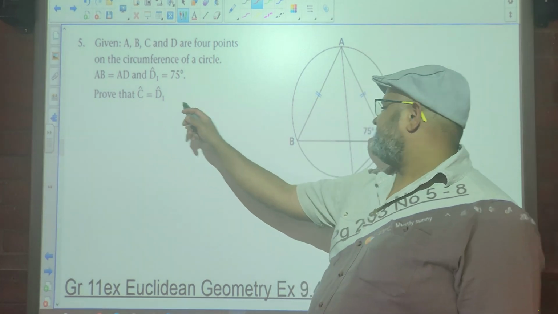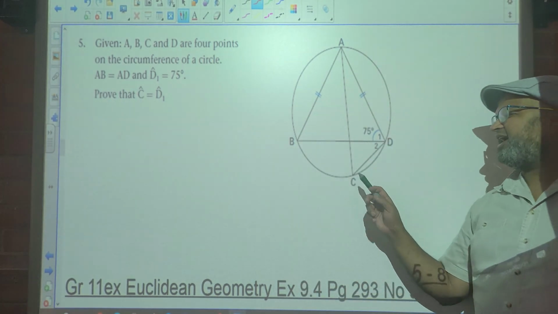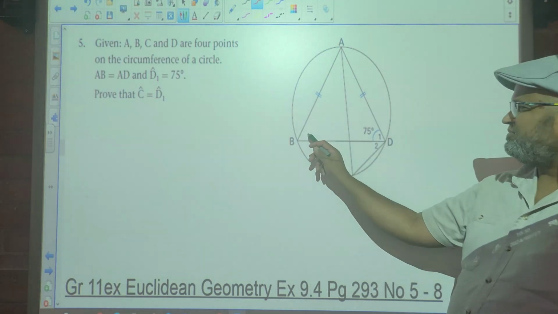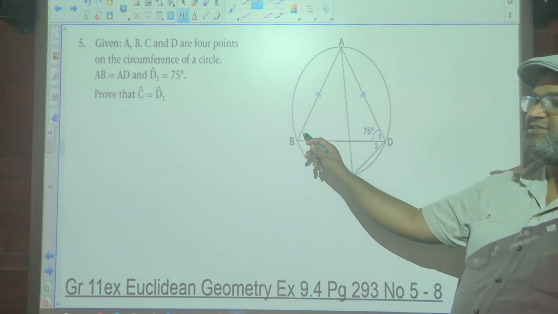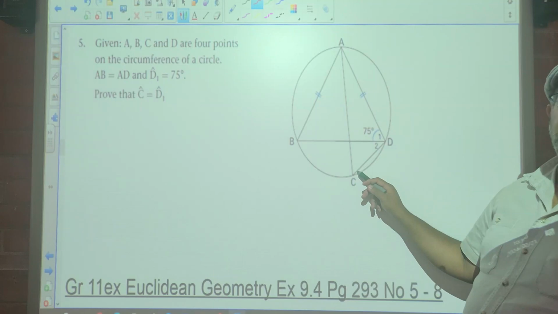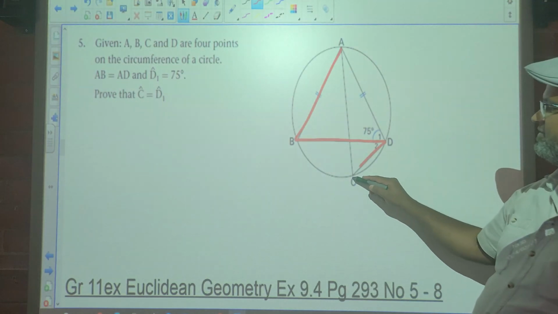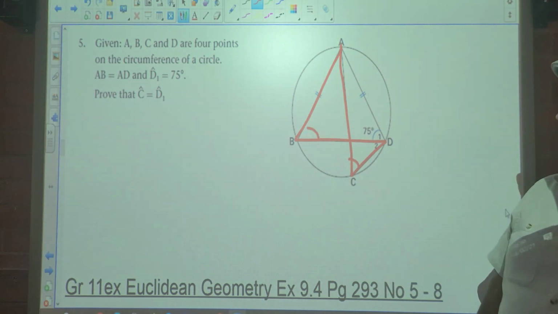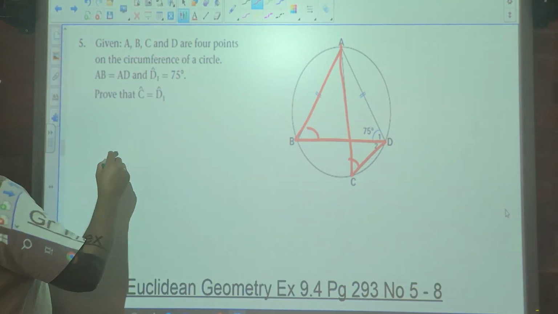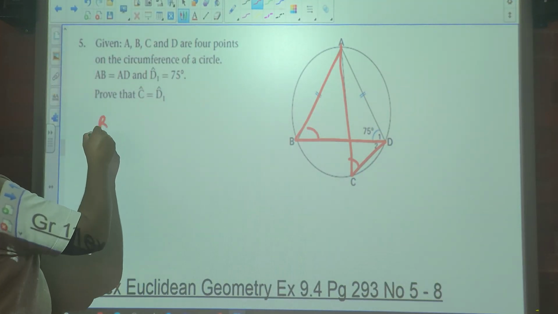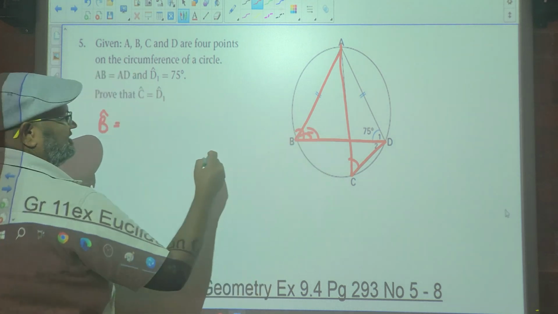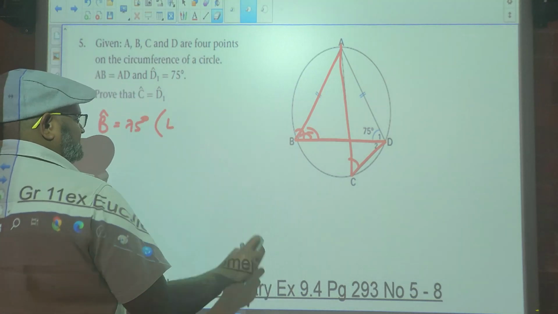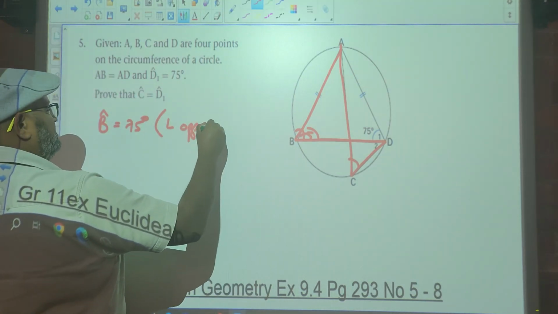Now they want you to prove that angle C is equal to angle D1. So if we can prove that angle C is 75, we've done the job. Why? Angle C. You see that bow tie there? So you see bow ties, other ones see butterflies. Okay. And you girls are the bow tie kind of girls, so we'll go with the bow tie. So firstly, angle B is 75, which is reason: angles opposite equal sides.